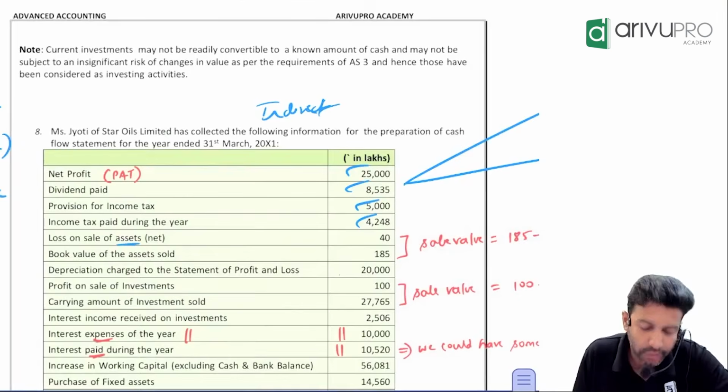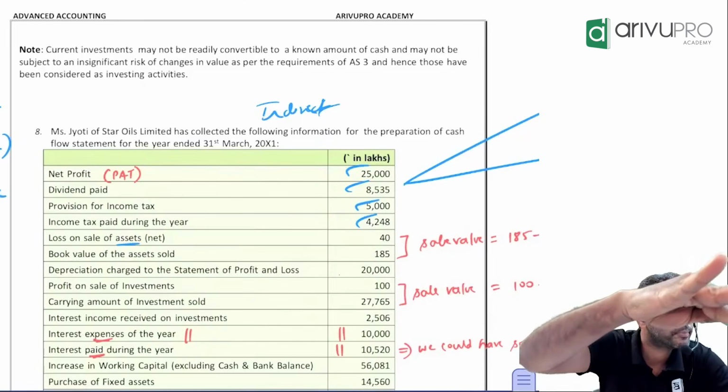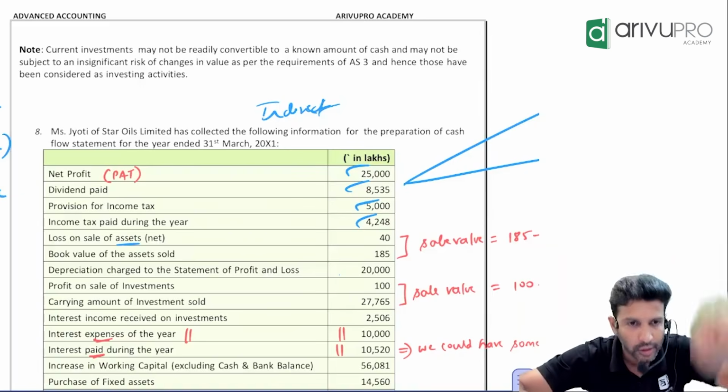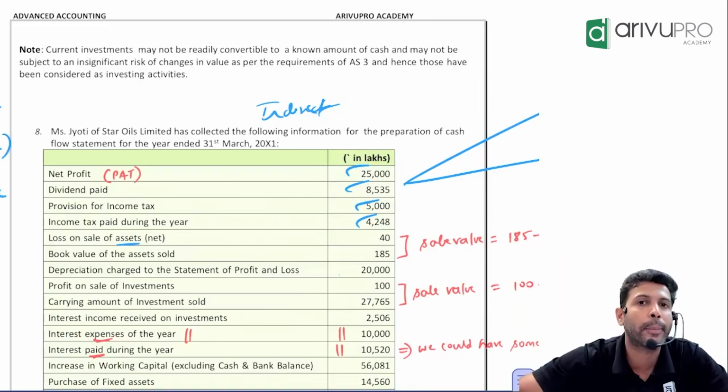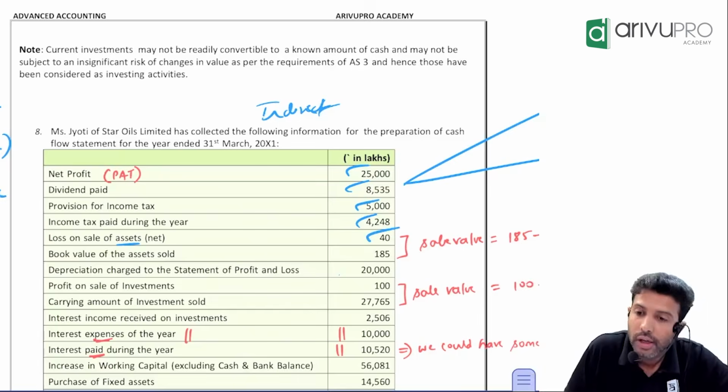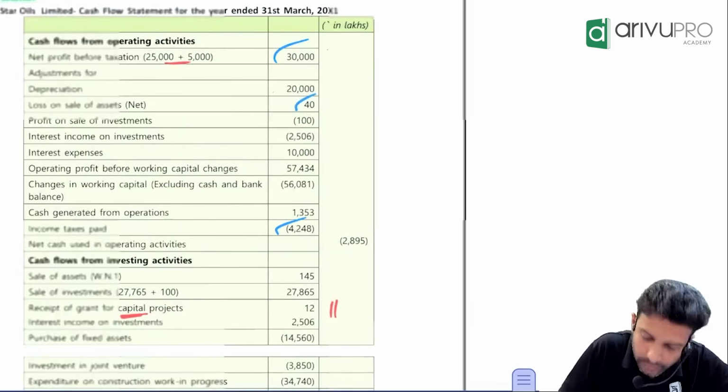Loss on sale of asset. Loss goes to P&L. Because of the loss, P&L has reduced, so OCF also reduced. But sale of asset is an operating or investing activity? What to do? Add back. How much? 40. Have they added back 40? Yes. Okay. All right. Next.